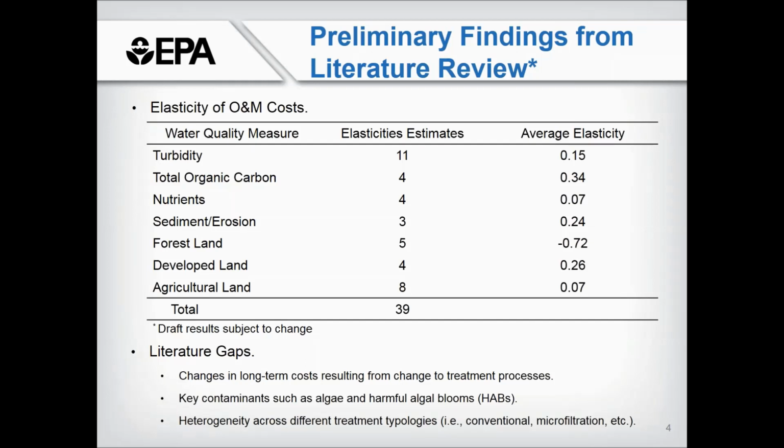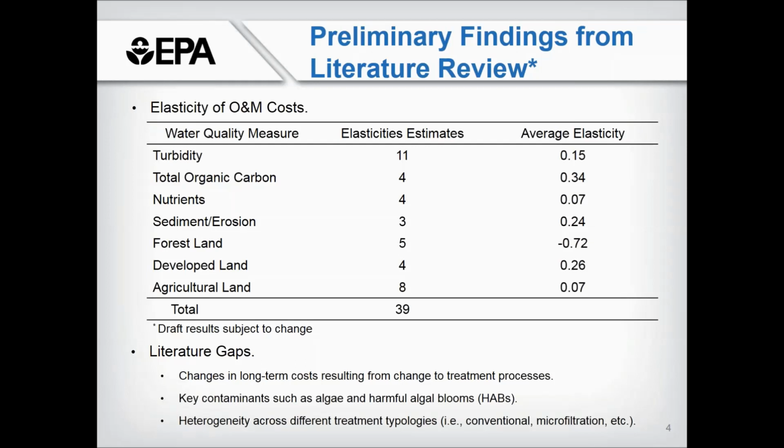The first column indicates the parameter used to represent source water quality. These include turbidity, TOC, nutrients, sediment, and various land use categories. The second column indicates the number of elasticities identified for that parameter. And the third column is the average elasticity from those studies. You'll notice that there's less than 83 elasticities reported in the table. That's because for now we've excluded studies that are difficult to categorize or are slight variations of an elasticity that's already included.